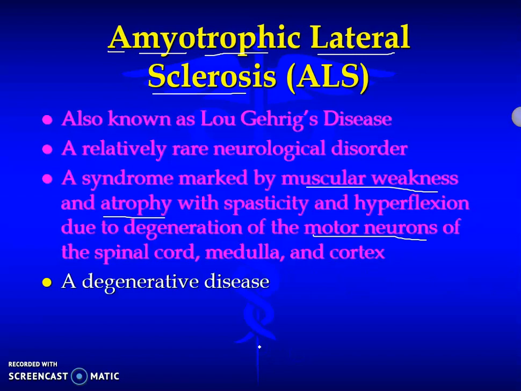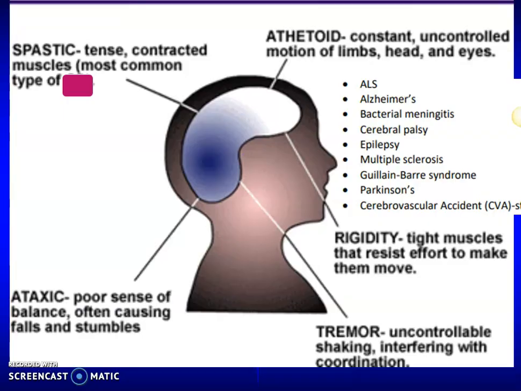Degenerative disease just means it gets worse as it progresses, and right now there's no known cure. On the test, we could say what's a disease commonly called Lou Gehrig's disease, and ALS will be on there. Okay. All right, now this one's a little bit harder.